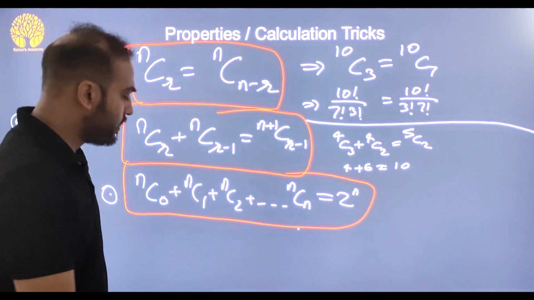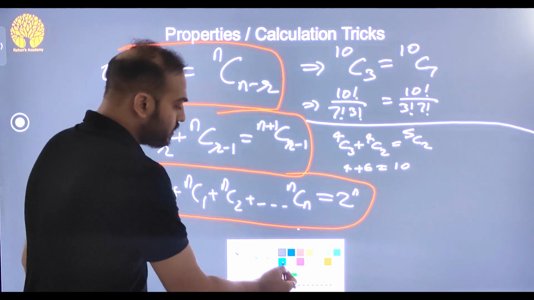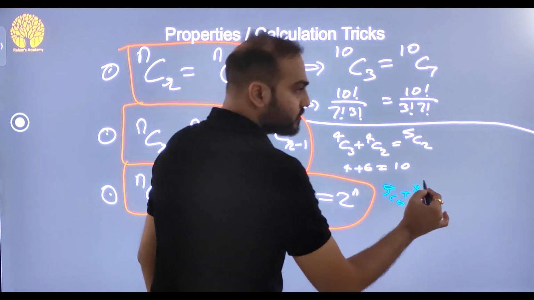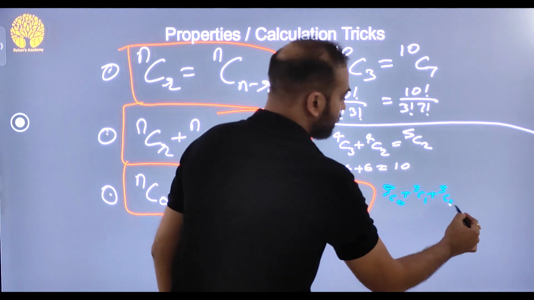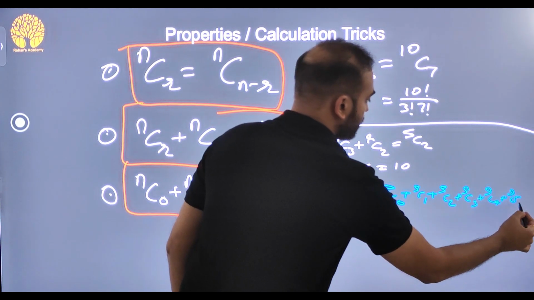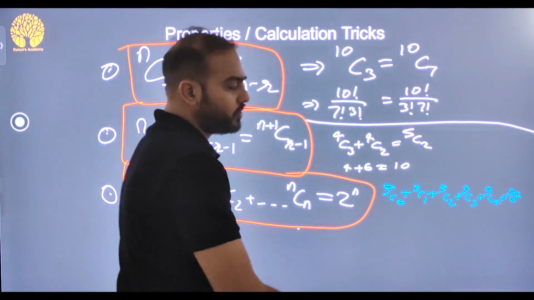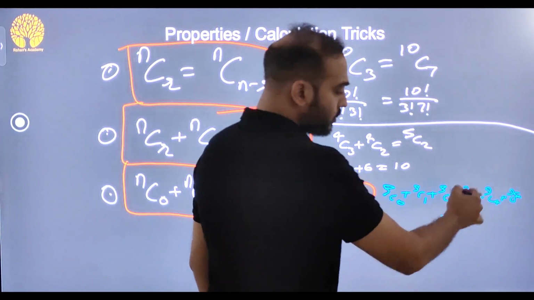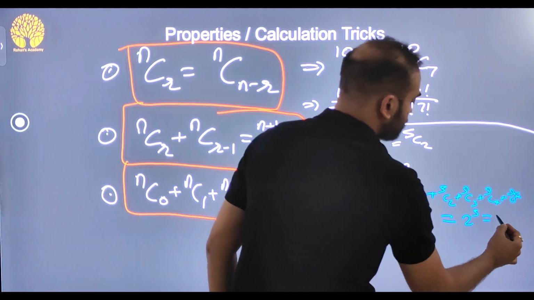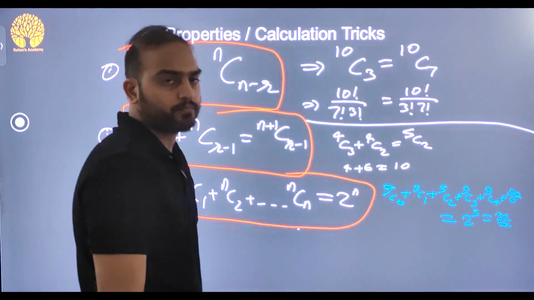So what will I say? What if I decide to invite none of them? So that's 5C0. What if I decide to invite one of them? 5C1, 5C2, 3, 4, 5, right? So if I solve all of it, instead of solving each and everything and then getting to the answer, I can directly write this as 2 to the power 5, which is 32.